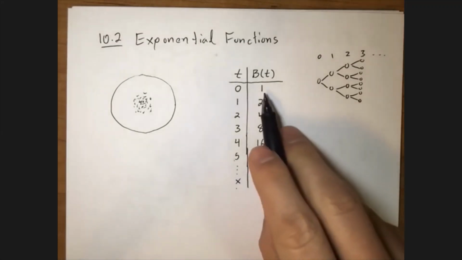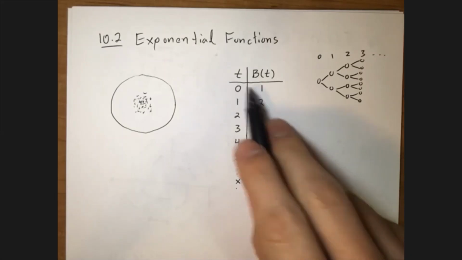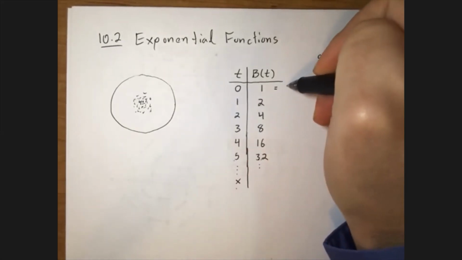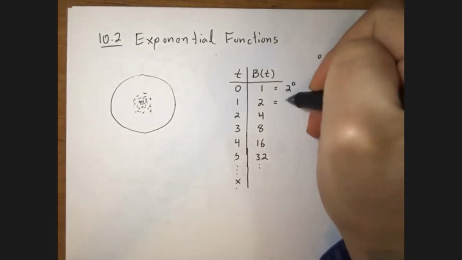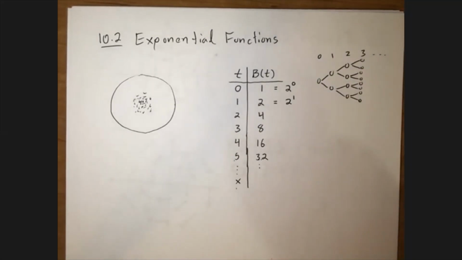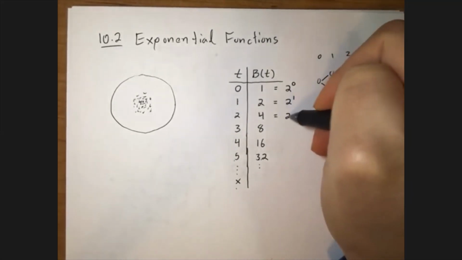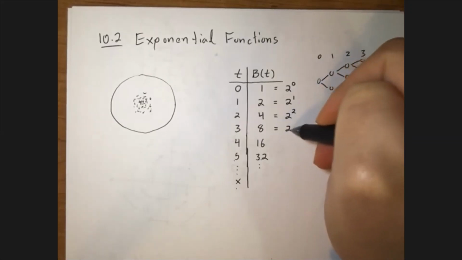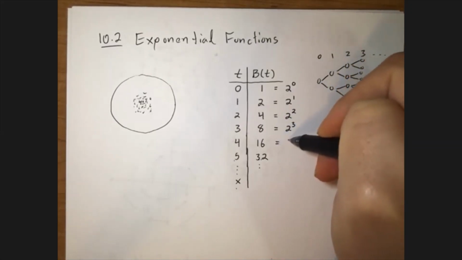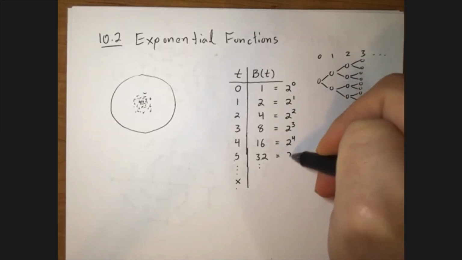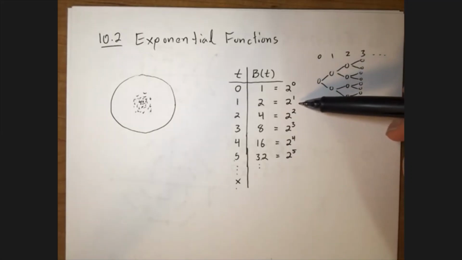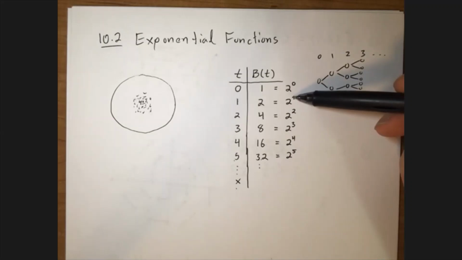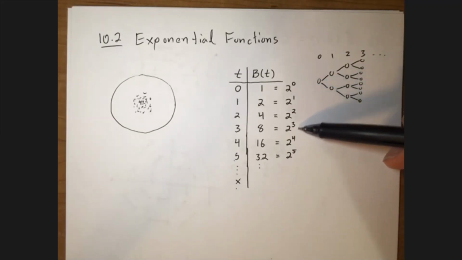Well, one thing you might notice is that one can be written as 2 to the 0 power. 2 can be written as 2 to the 1st power. 4 can be written as 2 to the 2nd power. 8, 2 to the 3rd. 16, 2 to the 4th. 32, 2 to the 5th. And this makes sense because to get from one to the next, we multiply by 2. And every time you multiply by 2, you increment the exponent by 1. So this should make sense here.